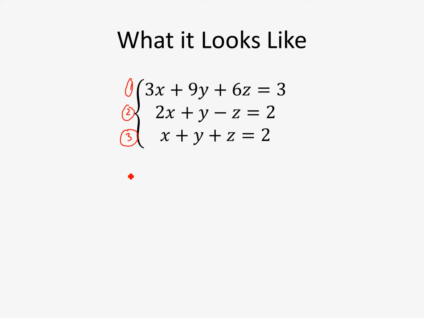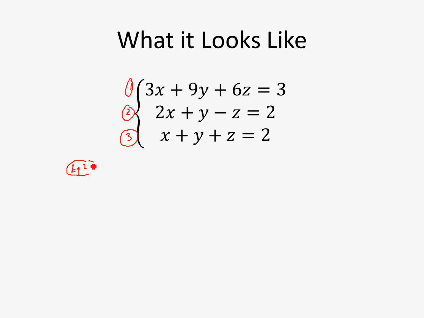And now you want to pick a variable to eliminate. So let's say we want to eliminate variable z. That's fine, we've made that decision. Now we need to stick with our decision. We have to make sure that we eliminate z, and we're going to have to eliminate z again in a moment.